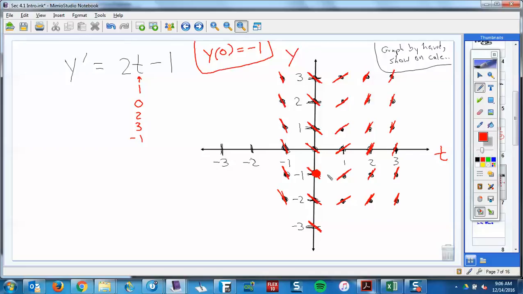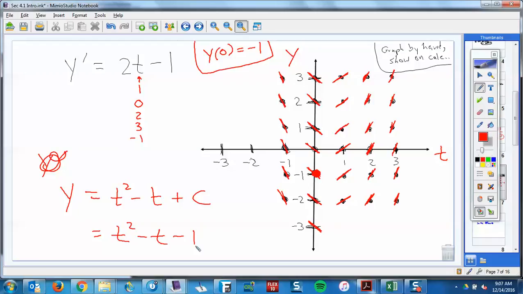Is it going to be like a parabola? Look at this equation. What's the y equation? This is actually one we could have solved. It's y equals t squared minus x, t plus some constant. And then if I know the initial condition, y of 0 is -1, I put a 0 in there, the c is actually -1. So this actually is going to be that parabola right there, isn't it?